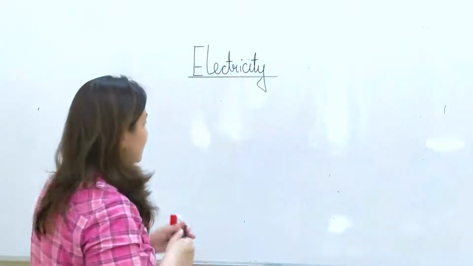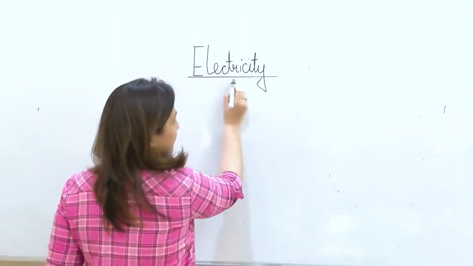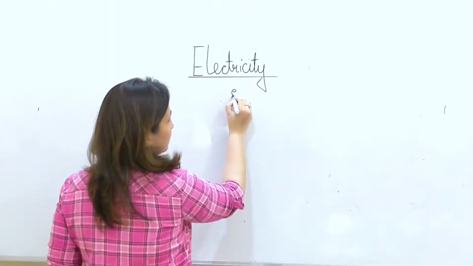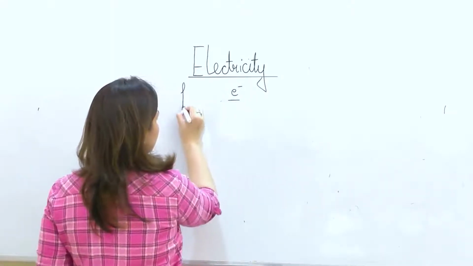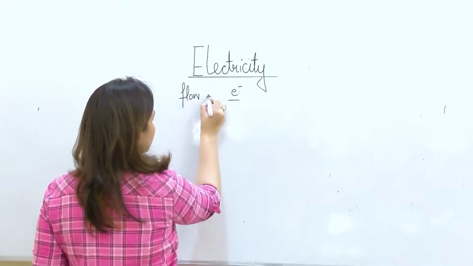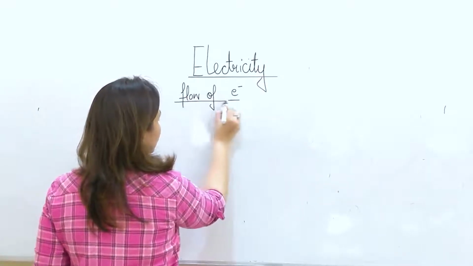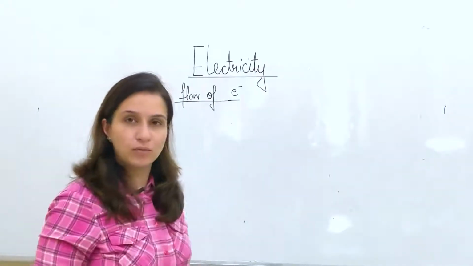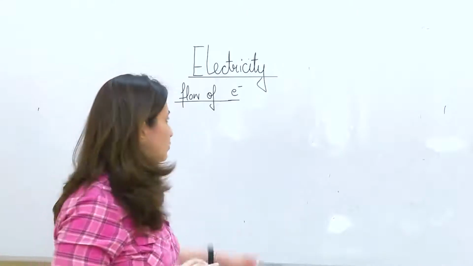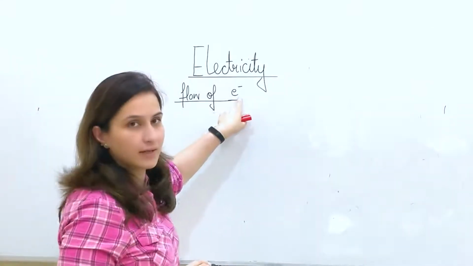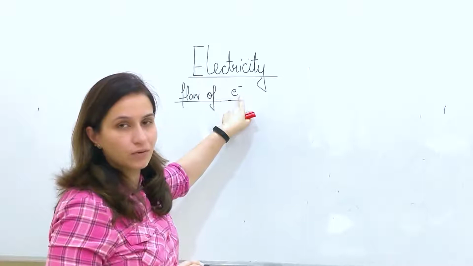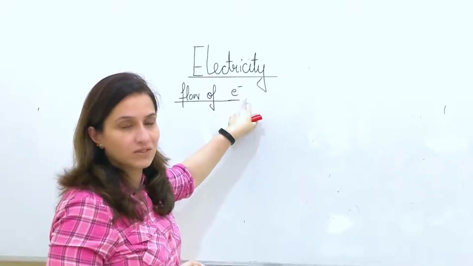So electricity is what? Flow of electrons. Flow of electrons is known as the electricity, electric current. Electrons always move from negative to positive charge, and this is what is known as electronic current. Electronic current is flow of electrons from negative to positive charge.